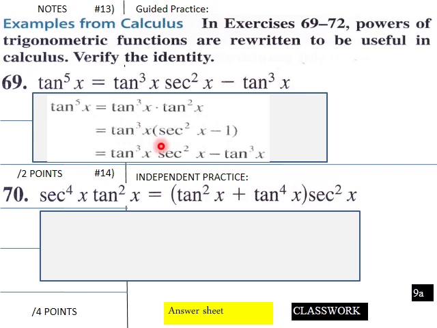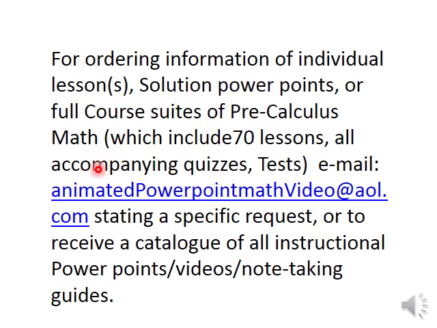So tan cubed x, and then this is a Pythagorean identity, secant squared x minus 1. Then we have tan cubed x secant squared x minus tan cubed x, because of this Pythagorean identity, negative 1. This times that, tan cubed x times negative 1, will be negative tan cubed x. And then down here for that one, that's up to you.